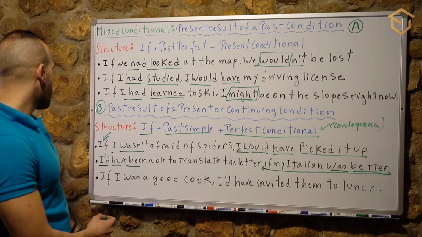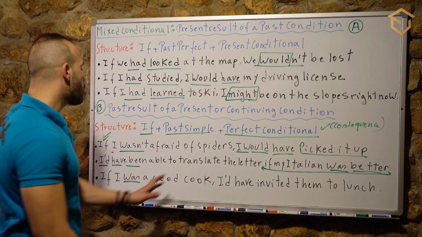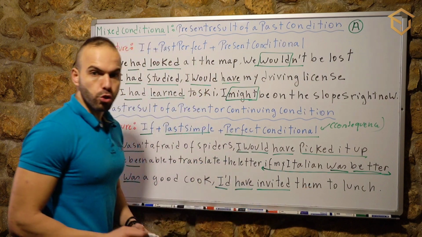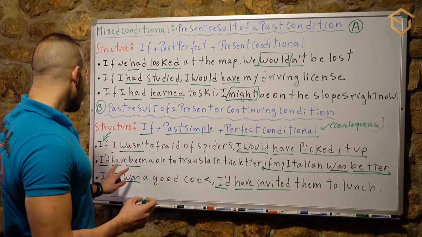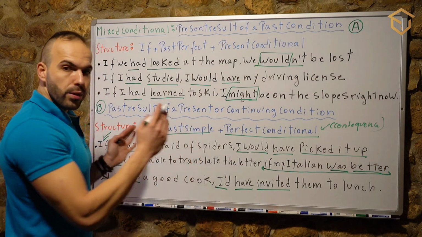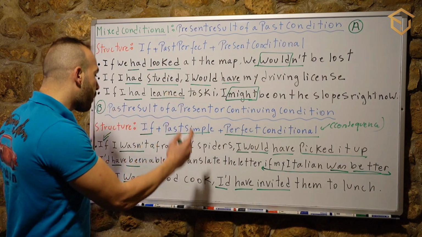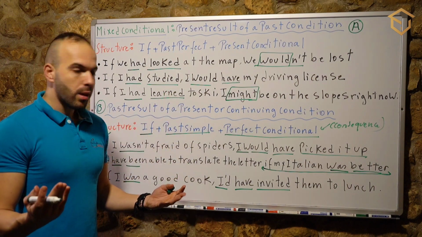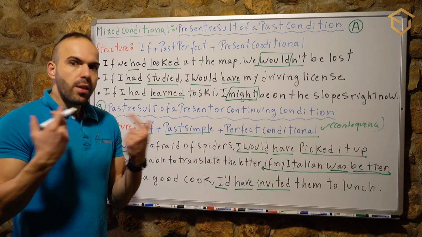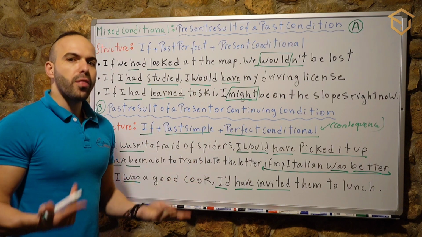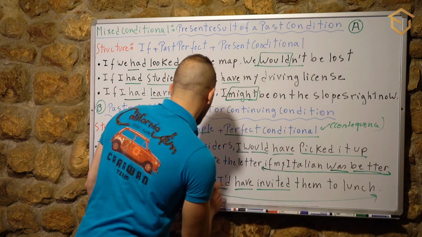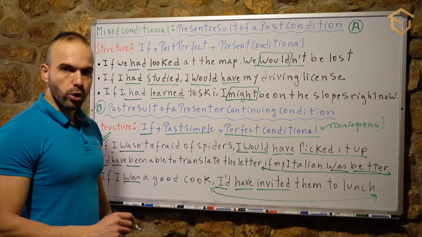Moving now to the last sentence. If I was a good cook, I would have invited them to lunch. So if I was a good cook, but I'm not a good cook, so it's an unreal present situation because I don't cook well. I would have invited them to lunch. However, I didn't invite them for lunch. So this half of the sentence refers to an unreal past condition or past situation.